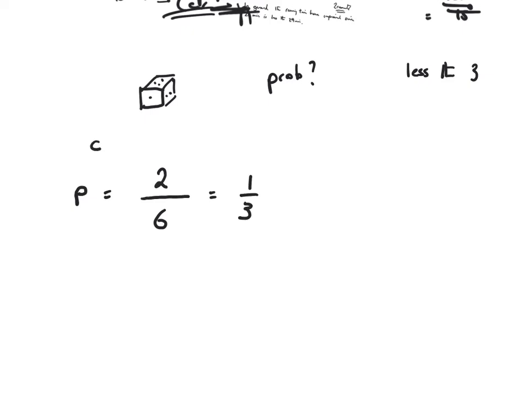Okay, let's try example B. This time, let's say the question is, what's the probability of rolling a number less than 5? So again, there is 6 possible outcomes on a dice. How many of those numbers are less than 5? Well, there's 1, 2, 3, and 4. That's 4 outcomes, 4 out of 6, and I can simplify that to a 2/3 chance.